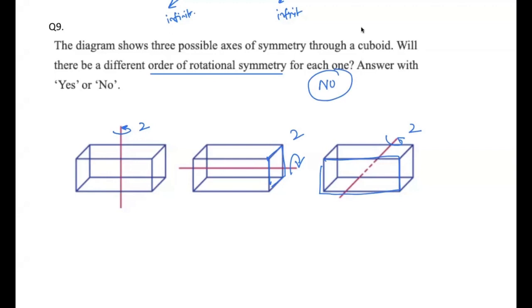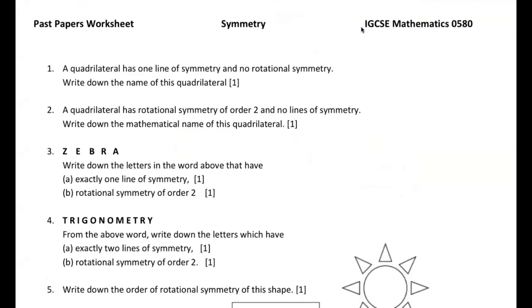Sir, are these past paper questions? No, these are not past paper questions. These are some conceptual questions. Now we are going to be doing past paper questions. Okay. Tell me the answer for the first part. A quadrilateral that has one line of symmetry and no rotational symmetry.